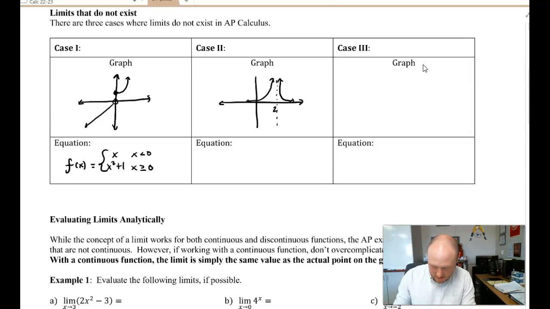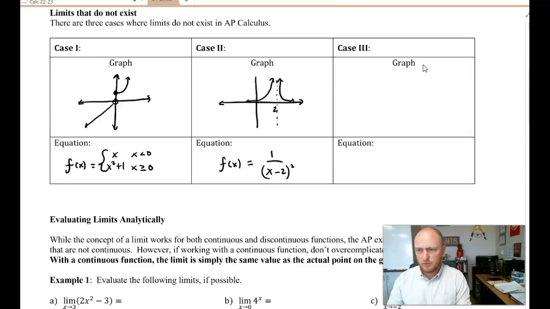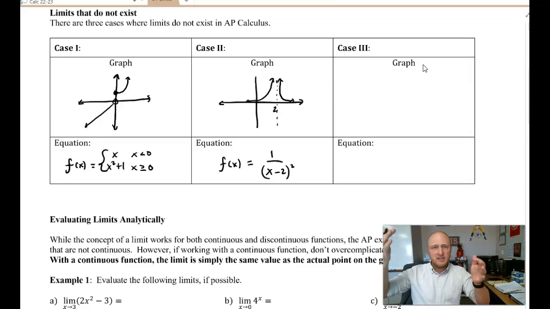It does not exist. And this function would be f of x is equal to 1 over x minus 2 quantity squared. We have an even asymptote there. If I just had x minus 2 on the bottom, the right side of that graph would go down and it still would not exist, right? The limits from the left and the right do not equal each other.